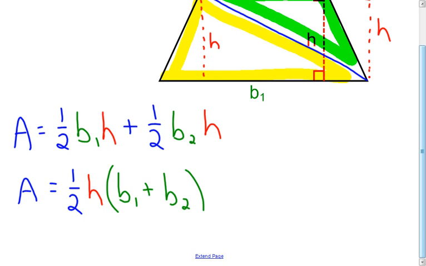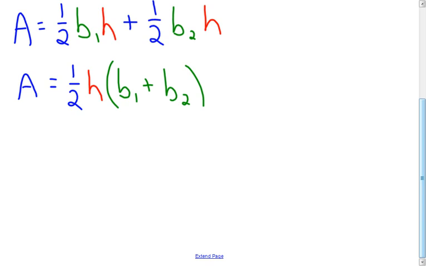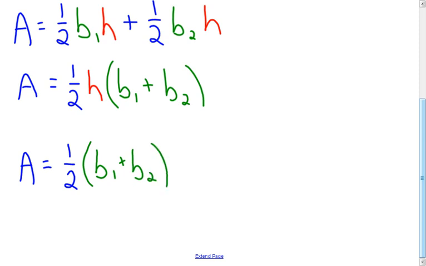There you go, you have the area of a trapezoid. Now, that's not the one that I like to use either, for whatever reason. I like to have it, I'd call it kind of alphabetical order. So I'm going to go area equals 1/2, and I'm going to put my bases next. So B1 plus B2, and then times my height.